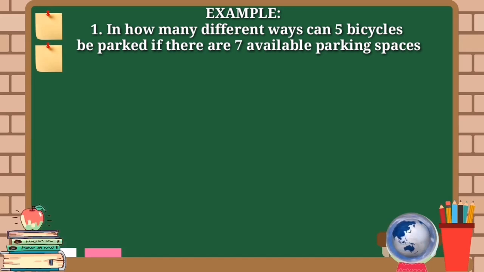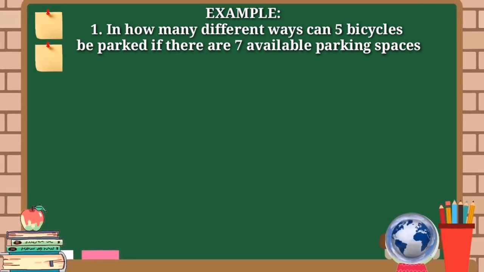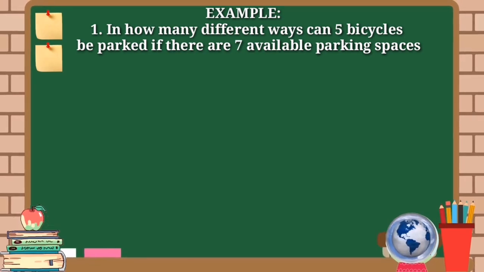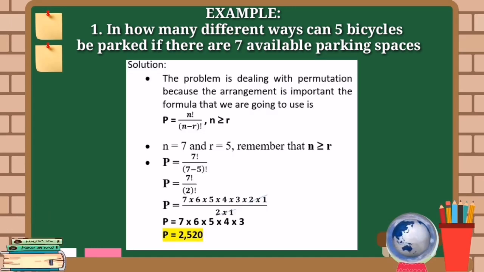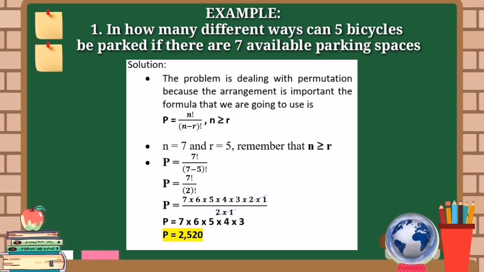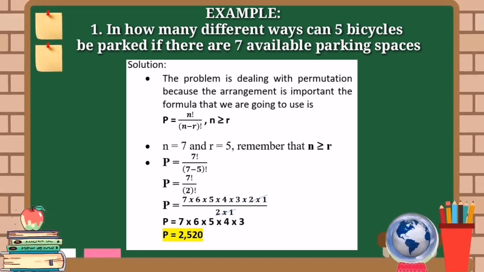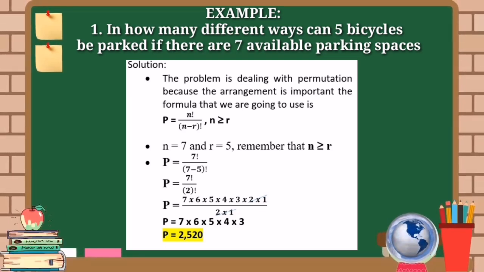Example number 1: In how many different ways can 5 bicycles be parked if there are 7 available parking spaces? Solution: we have to identify whether it's a permutation or not. It is dealing with permutation because the arrangement is important. So we have to use the permutation formula. Number 2, we have to identify n and r. Remember that n is greater than r. So our n is equal to 7 and our r is equal to 5.